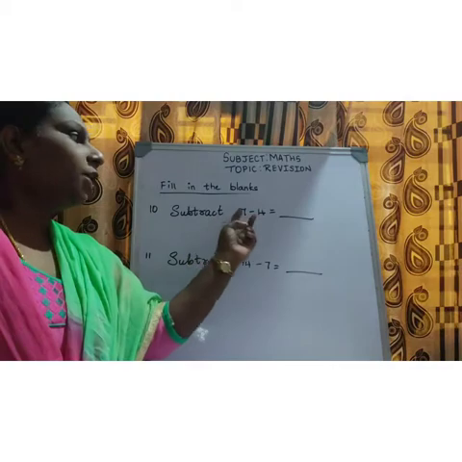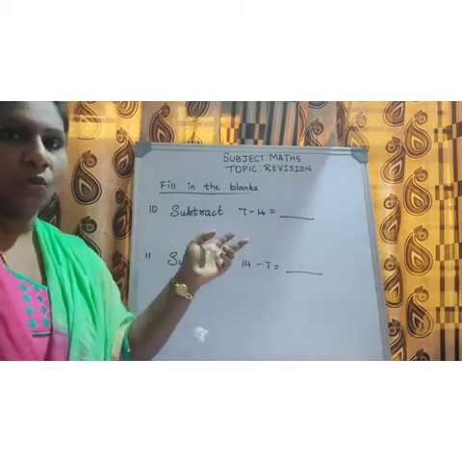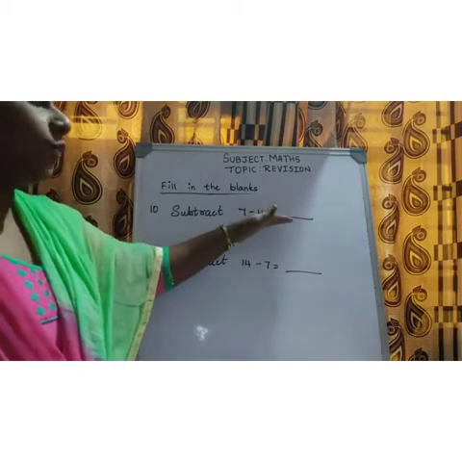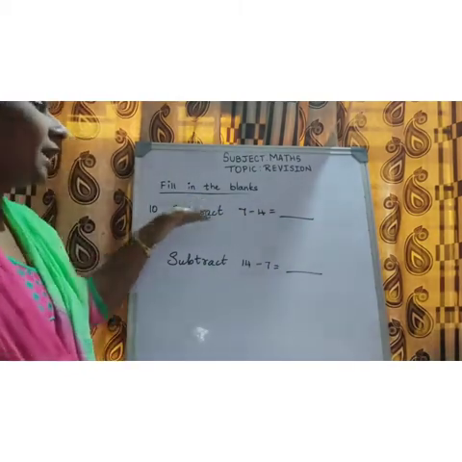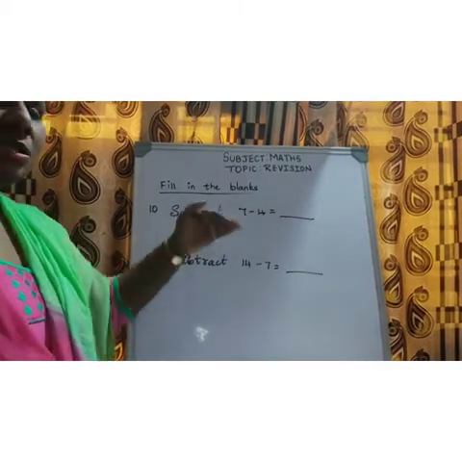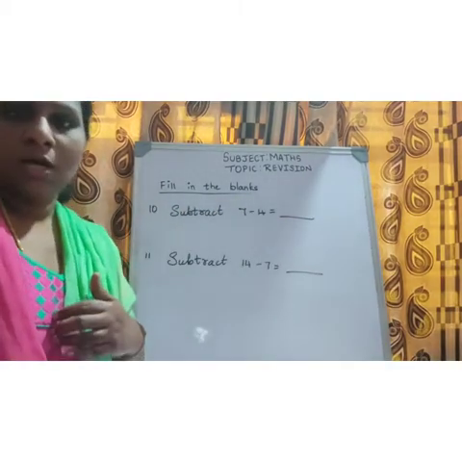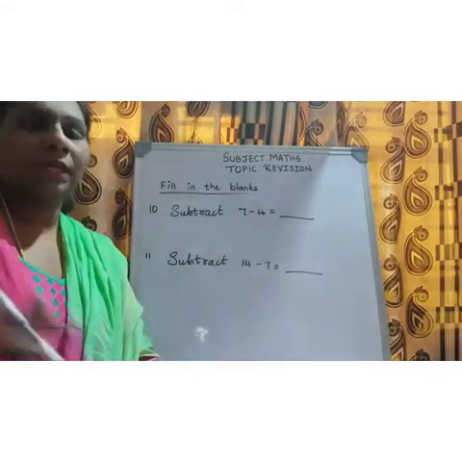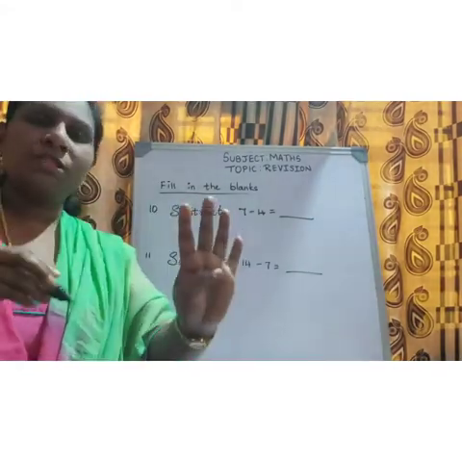You have only 2 numbers in the subtractions. Okay, subtract 7 minus 4 equals dash. It can be given in this form or in words, which I will explain to you. Okay, 7 minus 4. How will you subtract? 7 in your mind, 4 show it in your fingers.